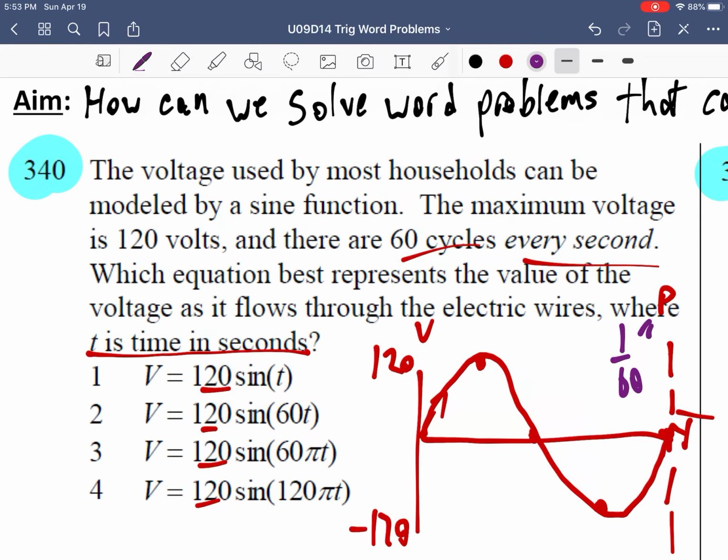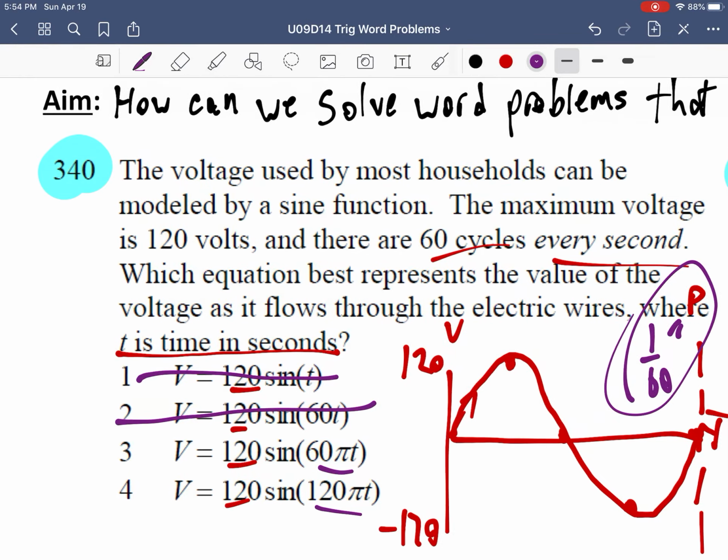Now this is one of those problems where our answer should have a pi in it, because that's usually what happens when the curve doesn't end on a multiple of pi. So we can probably eliminate these two at this point in time. So we need to find the correct frequency. So in order to find the frequency, we need to know the period. Now the period, again, is only 1/60th of a second, not 60 seconds, not 1 second.